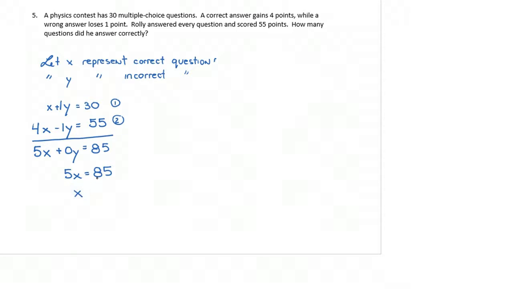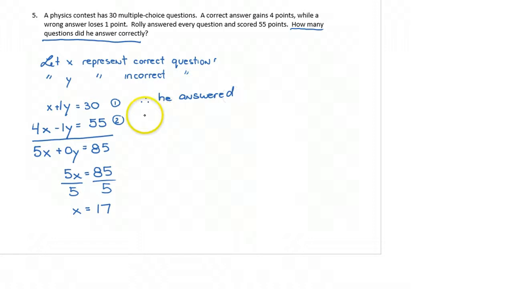So x, let's just show the algebra. Divided by 5, divided by 5. So therefore, x is equal to 85 divided by 5, and we get 17. So that means he got 17 questions correct. So look at this even. If we read the question, all the question asks is how many questions did he answer correctly? So therefore, he answered 17 questions correctly.